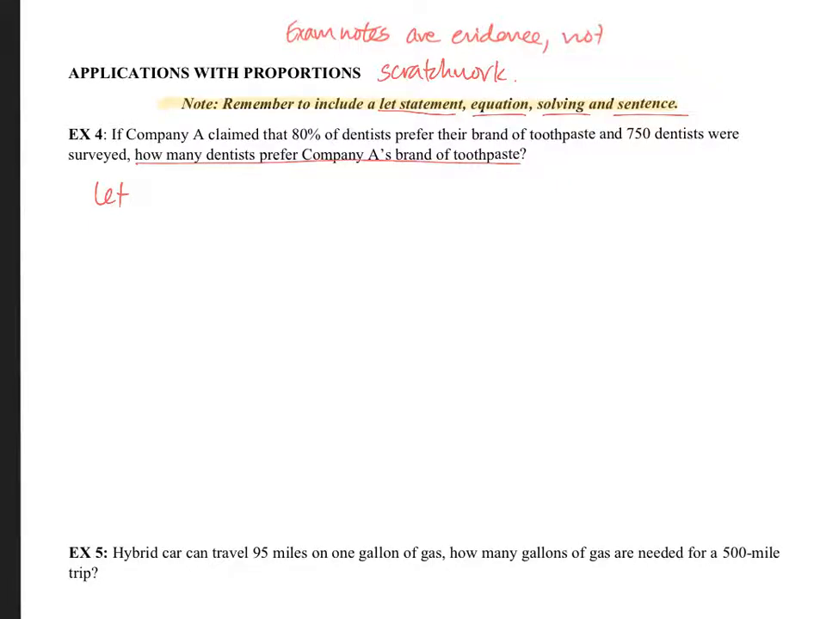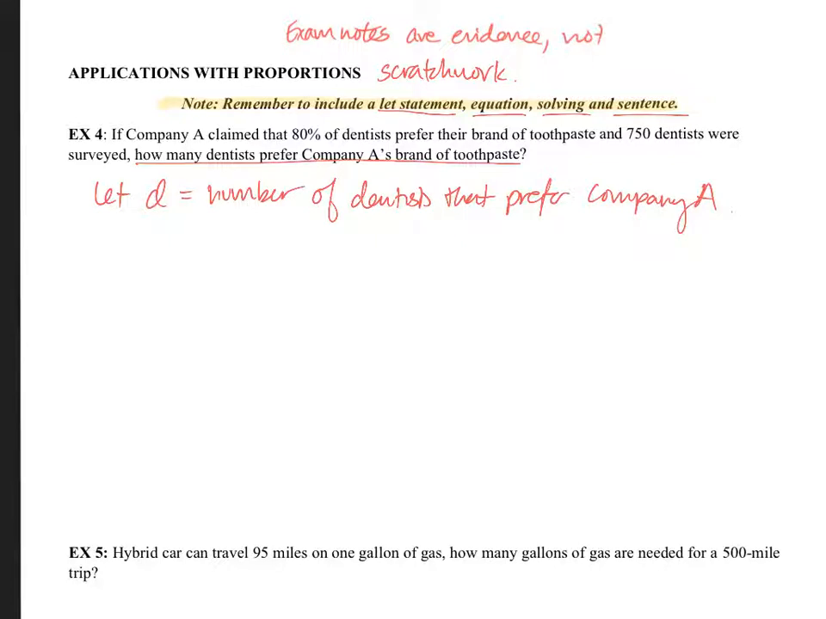All right, so let's just assign a variable to that. Why not assign D? Let D equal number, let me be more professional here and use an actual word, number of dentists that prefer Company A. Okay, that's what we're trying to find. So again, your let statement is pretty much always going to be what you're trying to find, or what you don't know is another way of putting it. Because we don't know how many dentists prefer Company A. Since we don't know it, it's our variable.